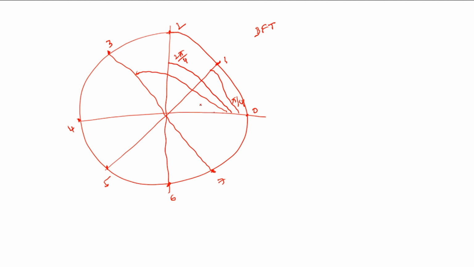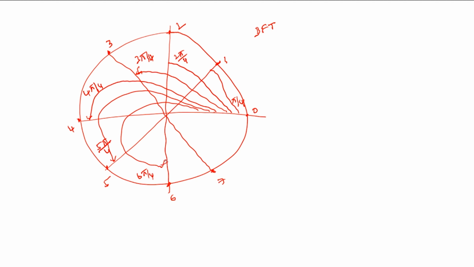The next value is 3 pi by 4, next 4 pi by 4, next 5 pi by 4, next 6 pi by 4, next 7 pi by 4, and the last one is 8 pi by 4. This is how many parts of N.